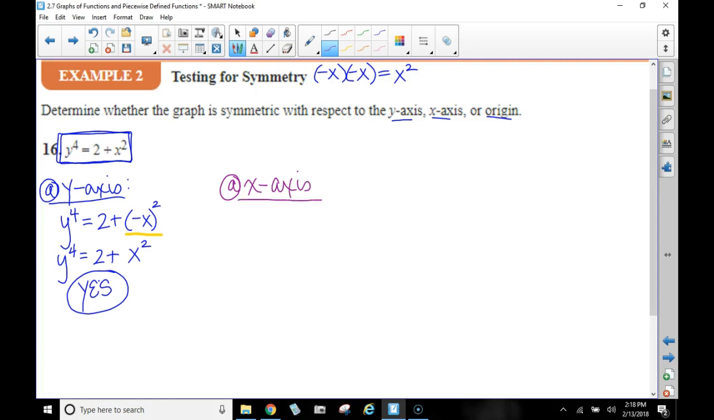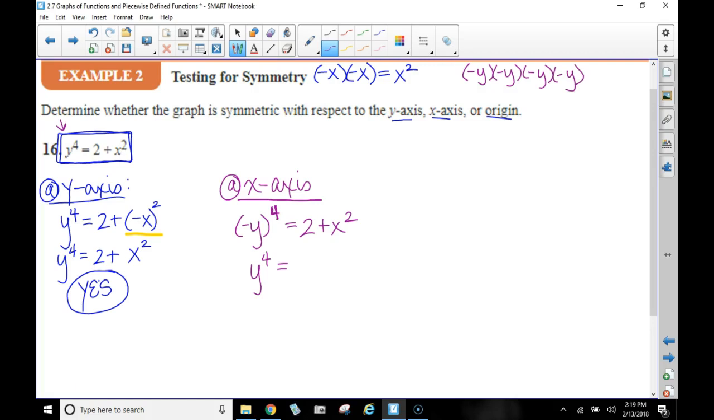Remember, to accomplish that, we replace the y with a negative y. So this will look like negative y to the fourth equals 2 plus x squared. Now, negative y to the fourth, because this is an even exponent here, is going to be the same thing as just a positive y to the fourth. And again, you can write that out if you want. Negative y times negative y times negative y times negative y is negative y raised to the fourth power.